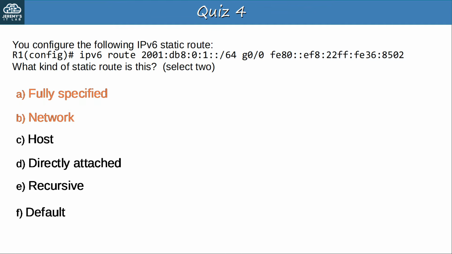Okay, the answers are A. Fully specified, and B. Network. It's a fully specified static route because it specifies both an exit interface and a next hop address. It's a network route because its destination is a network, not a specific host like in a host route.